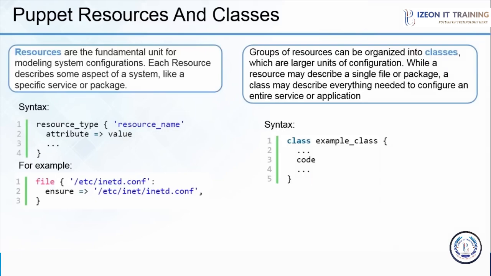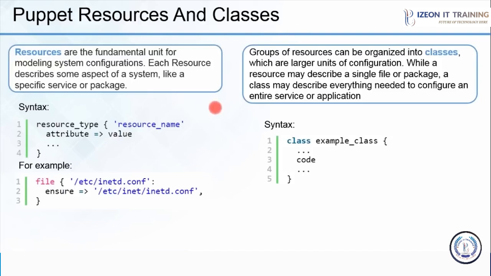Alright, so we have a question from Mayank. He's asking, can you specify what exactly the difference between a resource and a class? Classes are actually nothing but the bundle of resources. All those resources grouped together form a class. A resource describes a single file or a package, but a class describes everything needed to configure an entire service or an application.